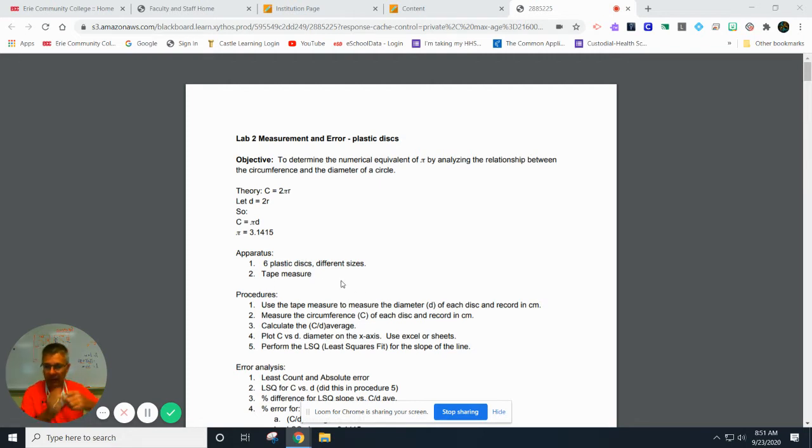You take the tape measure and you wrap it around the disc. It says use the tape measure to measure the diameter of each disc and record it in centimeters. Measure the circumference of each disc, record it in centimeters.